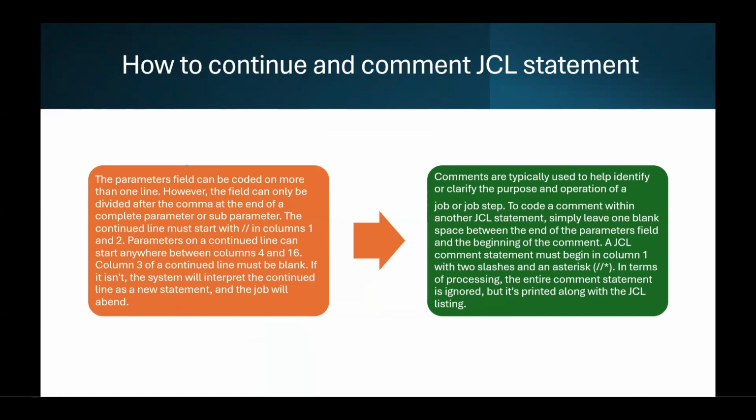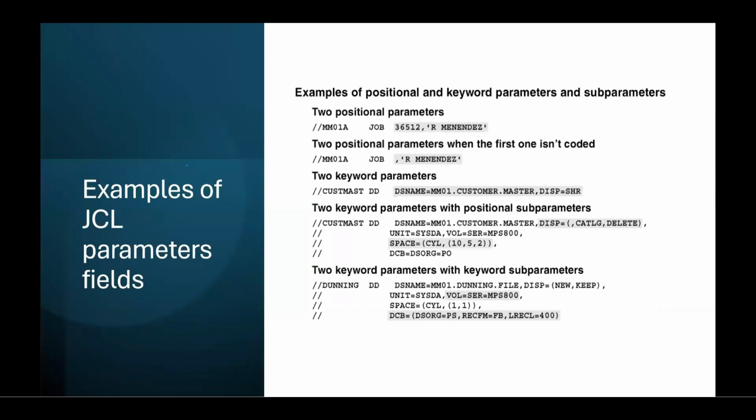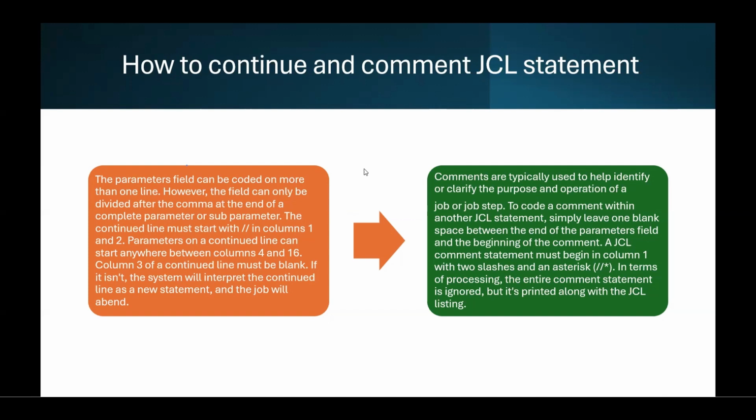Okay, so let's move to the next topic, which is how to continue and comment the JCL statement. Say you are writing a job statement and you are writing some information, for example accounting information, programmer's information, message class information, priority, and all kinds of information. You can code only up to 72 columns. So how do you continue after that? And the next one is how you mark comments in the job. Those two are the next topics in this session.